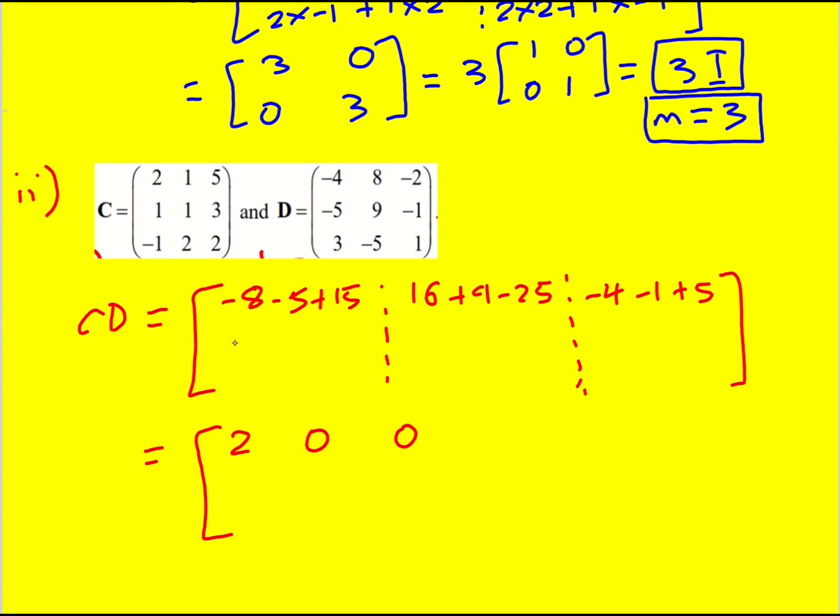So minus 4, because now I'm using this row and times them by this column. So minus 4, minus 5, plus 9, which is going to give me 0. Then 8 plus 9 minus 15. It's going to give me 2 again. Minus 2, minus 1, plus 3.